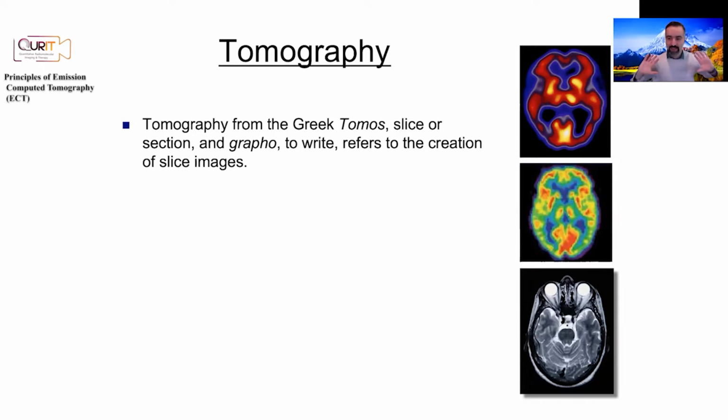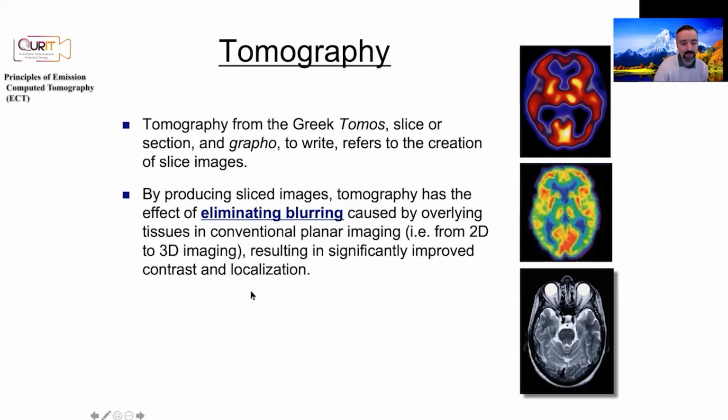So instead of projecting the entire patient onto a plane, you're actually finding a way to slice the patient in depth. So you're resolving depth, and you're not just getting a 2D image that has everything projected onto a screen. So that's the question of how do we actually do that? But the point is that by producing sliced images, tomography has the effect of eliminating blurring, which has been caused by overlaying tissues in conventional planar imaging.